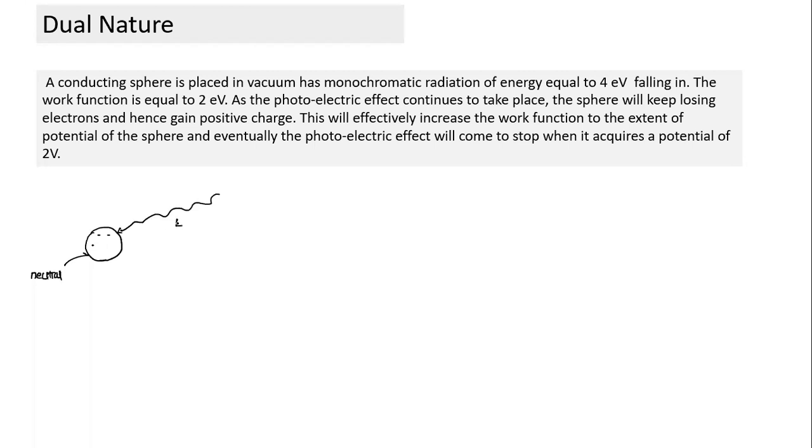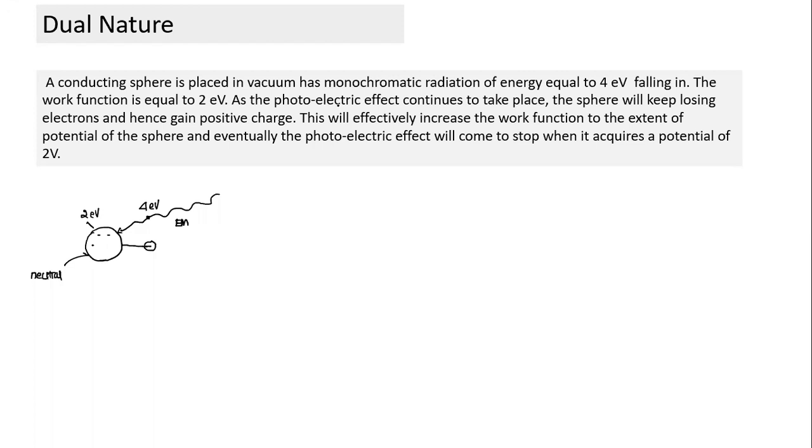And EM radiation starts falling onto the surface, a monochromatic radiation with energy equal to 4 electron volts. Since it is monochromatic, all photons will carry the same energy, 4 electron volts, and the sphere has a work function of 2 electron volts. So naturally, since this energy is greater than the work function, it will lead to emission of electrons. It will lead to the photoelectric effect.